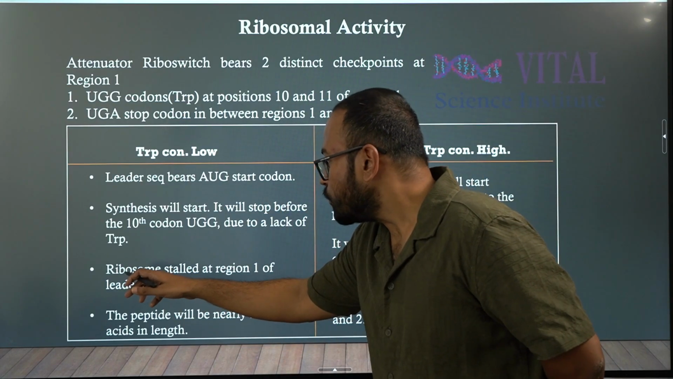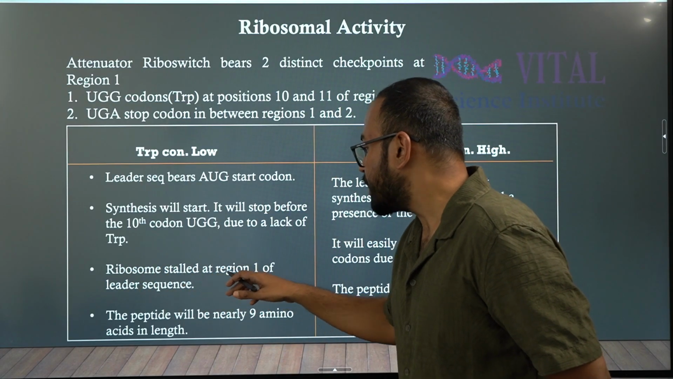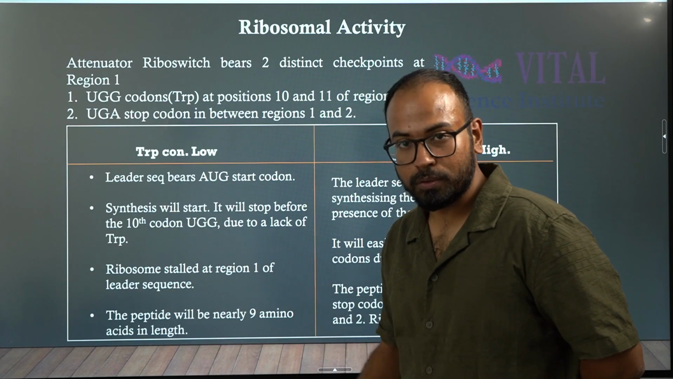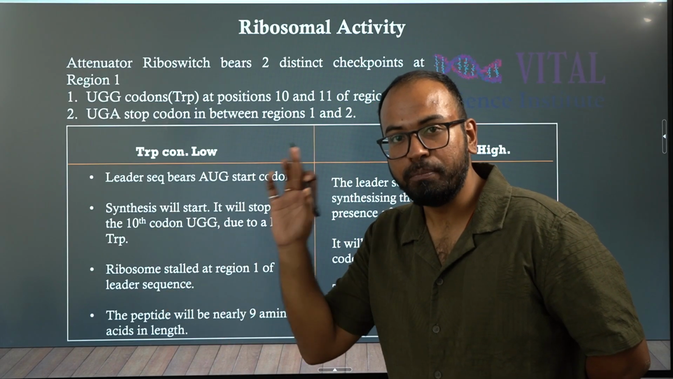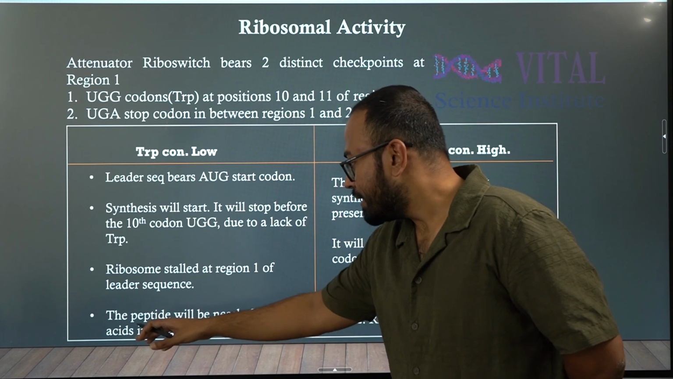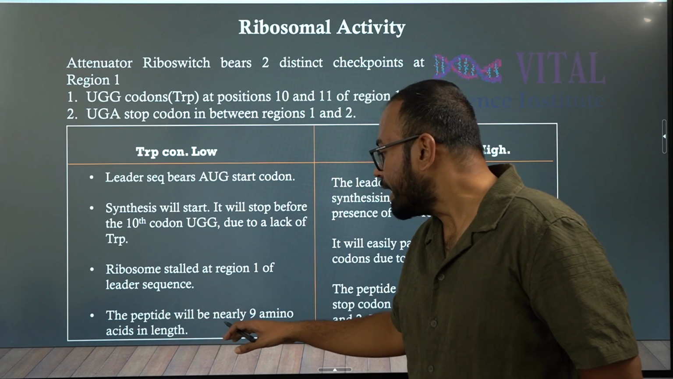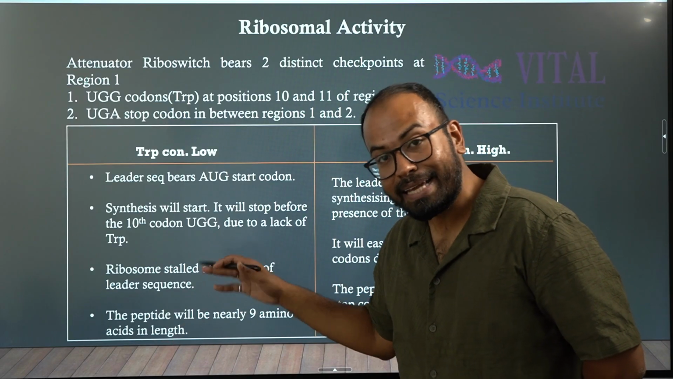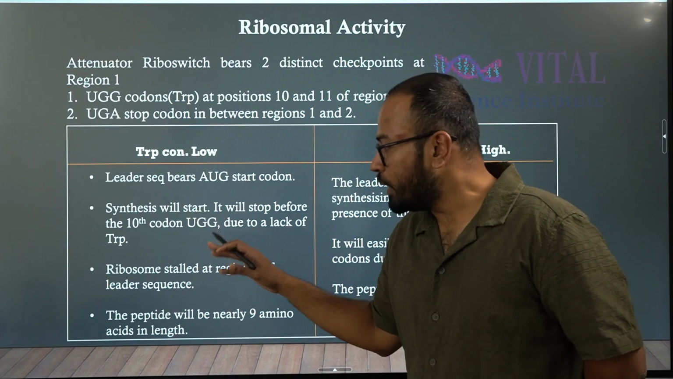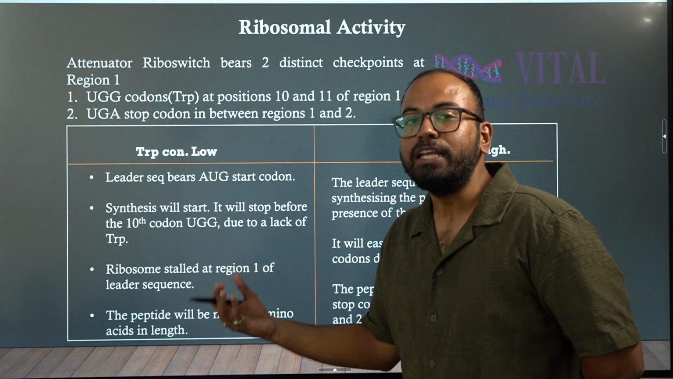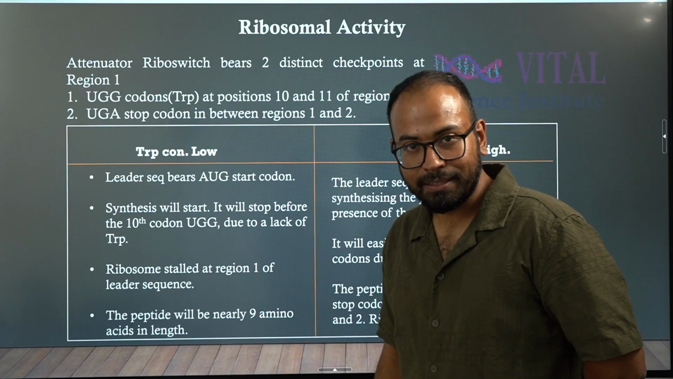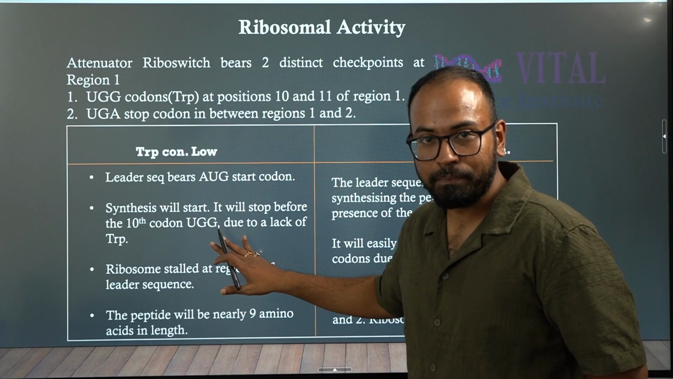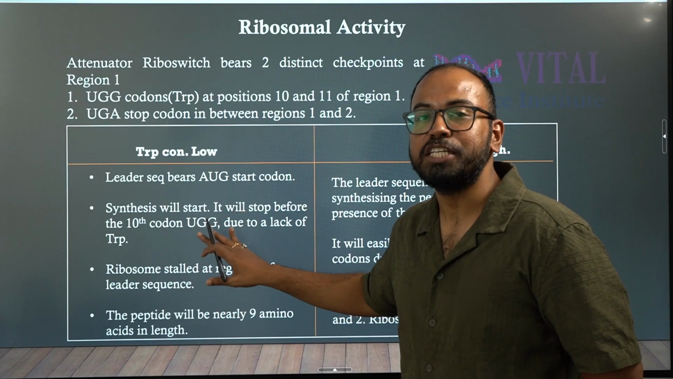Again, the ribosome gets stalled at region 1 of the leader sequence at the 10th codon due to lack of tryptophan. And then the peptide will be about 9 amino acids in length, because at the 10th codon we are not getting any incorporation of amino acid. So, this will be the regulation mediated at translational level.